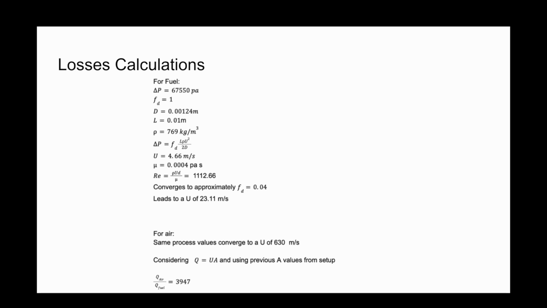For the air, we undergo the same process, and we end up with a velocity of 630. Of course, using our Q equals UA equation, we end up with a ratio of air to fuel of 3,947. This is larger than what we had before, which makes sense because of the greater losses due to viscosity of the fuel.